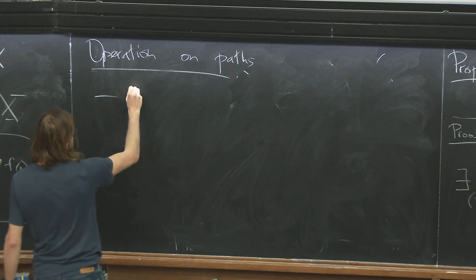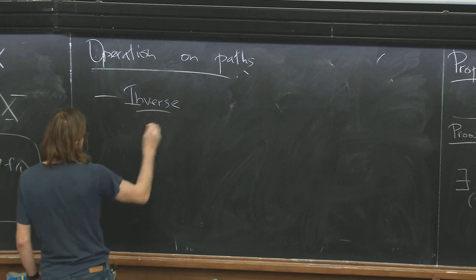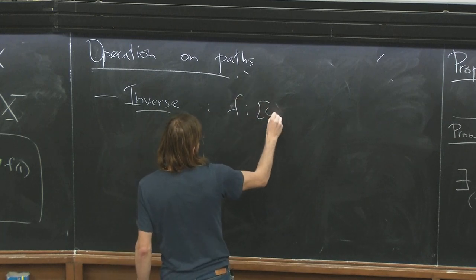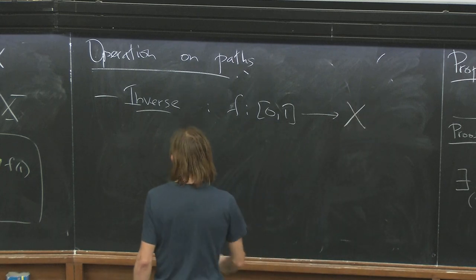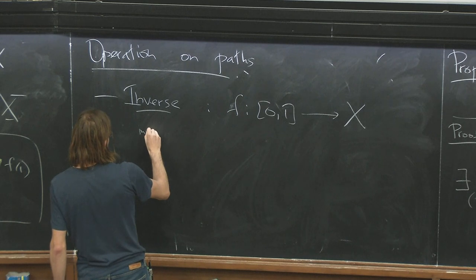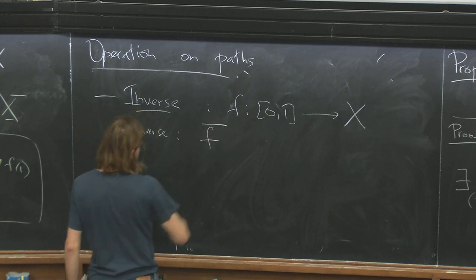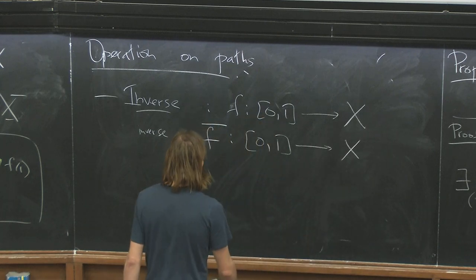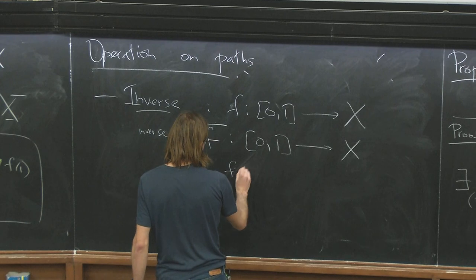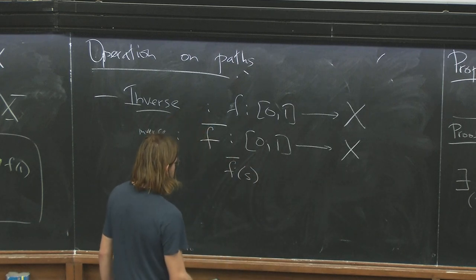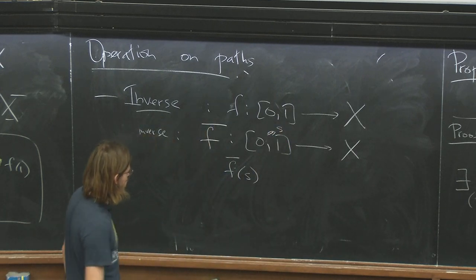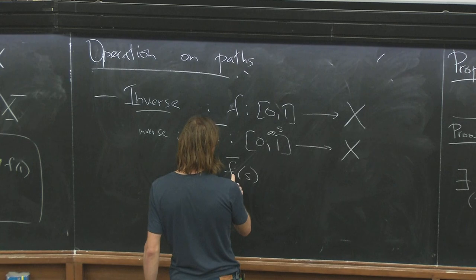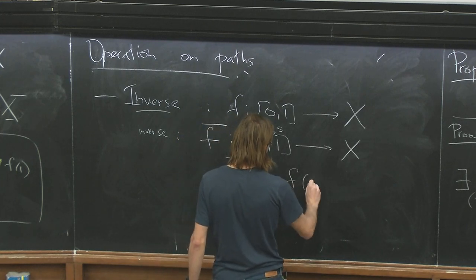So the first operation which we want to define is what is called inverse. So we take a path. We start with a path map from the interval to X, and then we define the inverse. It will be another path which we will denote by F bar. So it will be another map from the interval to X, such that, well, one can just define it by an explicit formula. Again, if I denote by S the variable in this interval, then the value of F bar of S is defined to be equal to the value of F at 1 minus S.